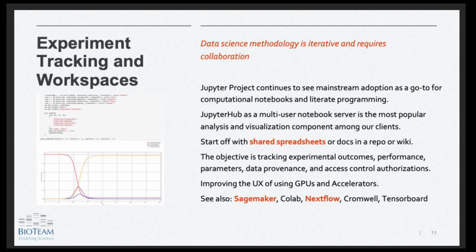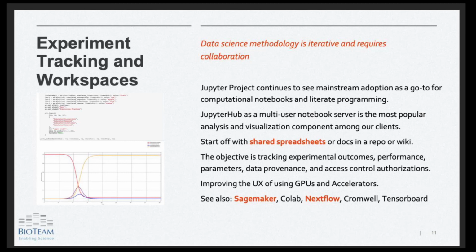So the scientific method is iterative, right? And we need tools to track these machine learning experiments and share workspaces, right? And it has to be about collaboration. So, overwhelmingly, we see Jupyter Notebooks as a primary way people are sharing machine learning code. JupyterHub is a very common multi-user notebook server that's popular in a lot of the data stacks we're seeing. But really the objective is tracking your experimental outcomes, your training performance, parameters, data provenance, access control authorizations, right? You want to track all this stuff.